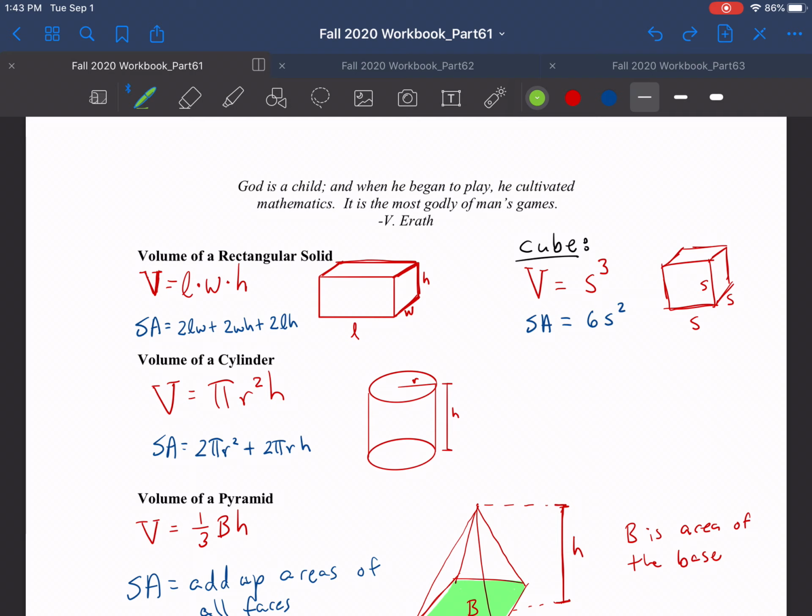If you do length times width, you're basically going to get the area of this bottom part here, and then you multiply that up through the height to fill up the volume of it. And so that gives you the volume right there.